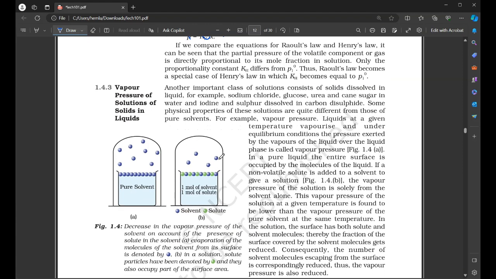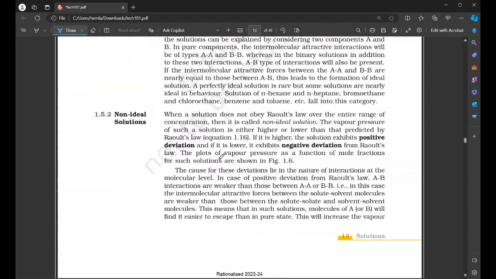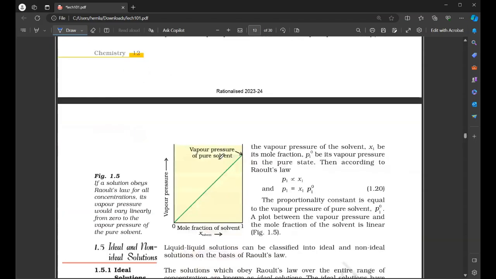Vapor pressure of solutions of solids and liquids. So till now we have seen liquids in liquids, in which the main part was Raoult's law. Now we will see solids in liquids, in which we have a very important topic.